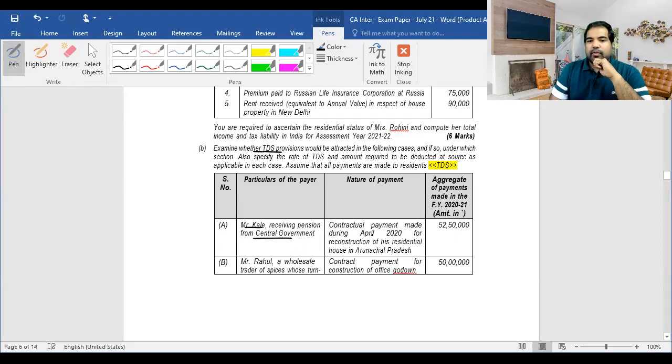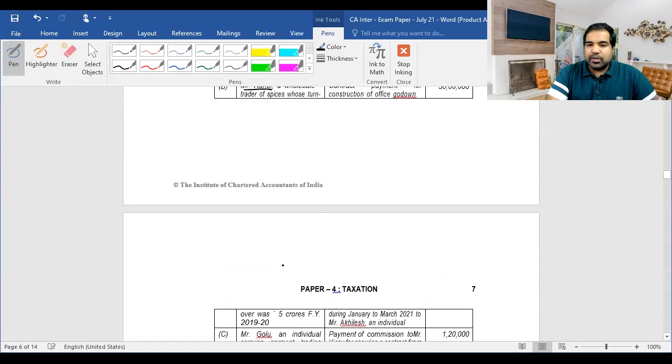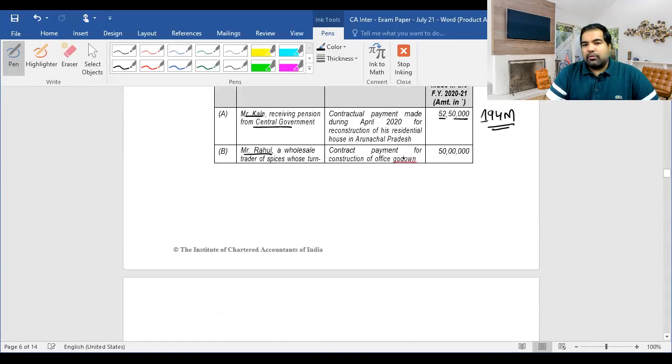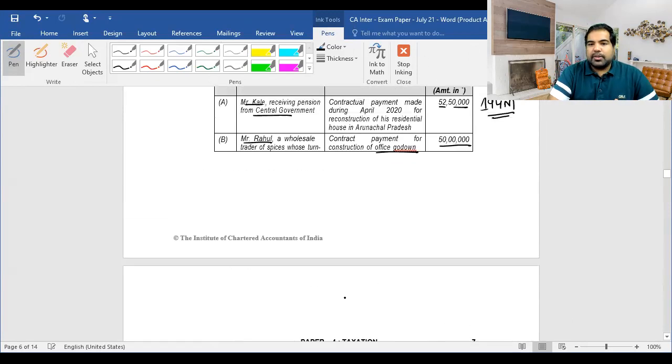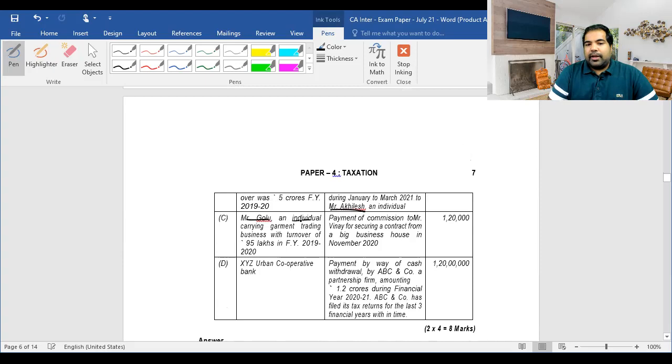So he's a small individual, small HUF. He's made a contractual payment of 52 lakh 50. So under 194M, there will be TDS. Next is Rahul, a wholesale trader whose turnover last year was 5 crores. So he's not a small individual, small HUF. So there will be TDS on the payment made to Akhilesh at the rate of 1% because you're paying it to an individual, 194C. And next one, Golu, an individual carrying garment trading business, 95 lakh turnover. That means small individual paying commission for securing a contract for a big business house in November, 1 lakh 20. Nothing, because section 194H does not apply. He's a small individual, small HUF.